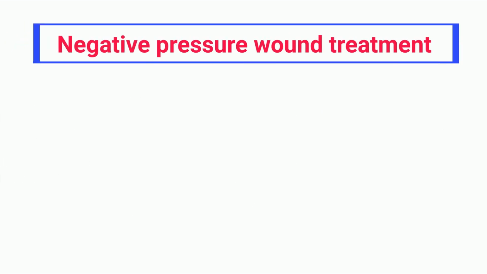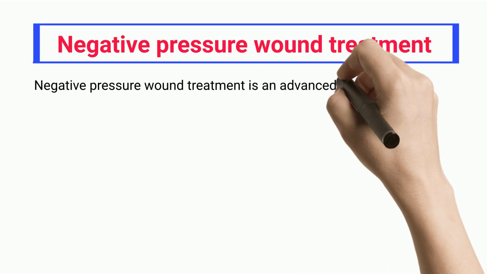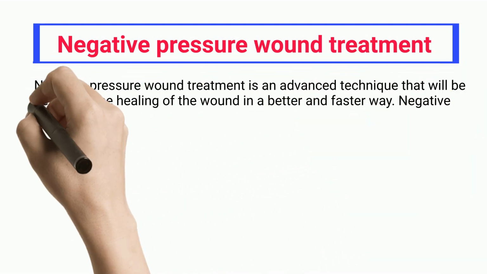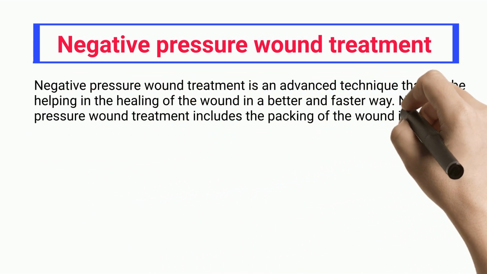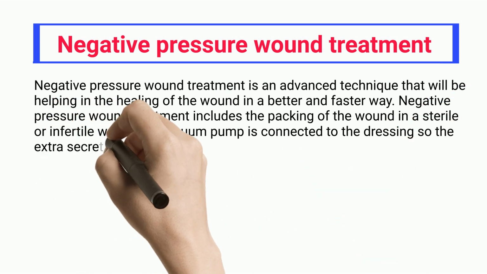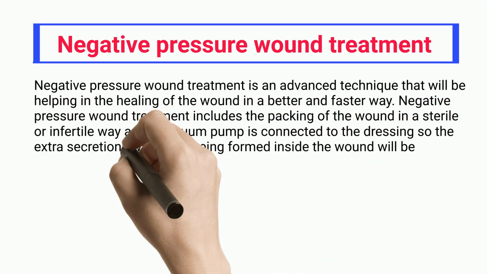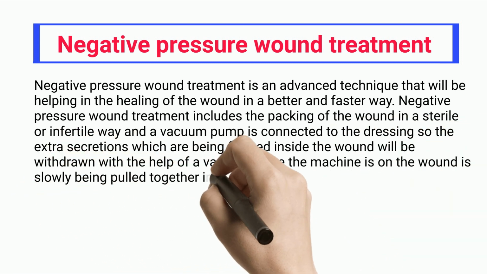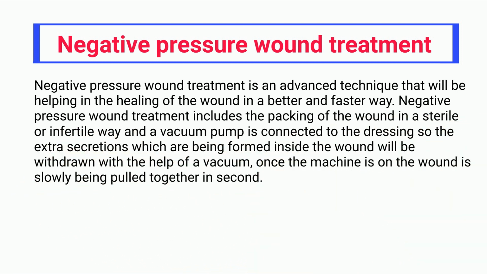Negative pressure wound treatment. Negative pressure wound treatment is an advanced technique that helps in the healing of the wound in a better and faster way. It includes the packing of the wound in a sterile way, and a vacuum pump is connected to the dressing, so the extra secretions which are being formed inside the wound will be withdrawn with the help of a vacuum. Once the machine is on, the wound is slowly pulled together.